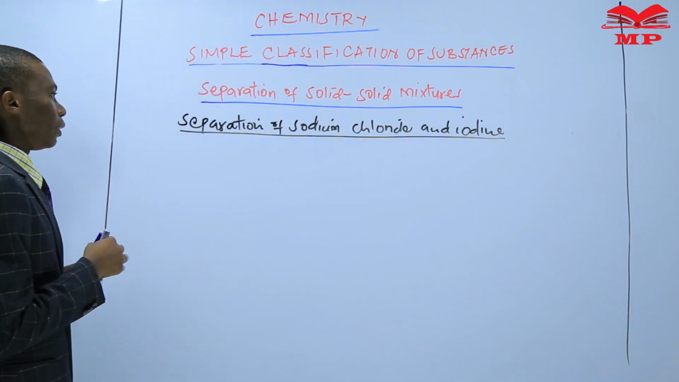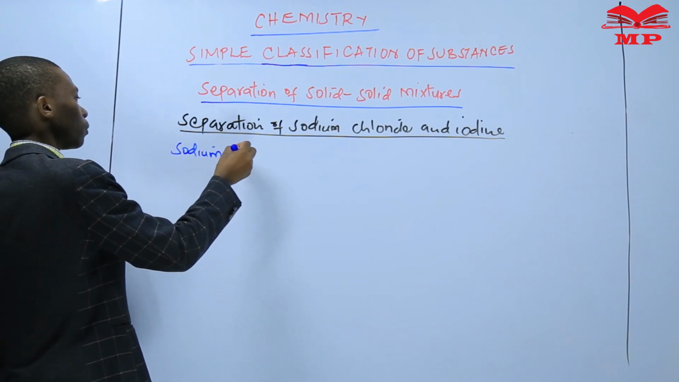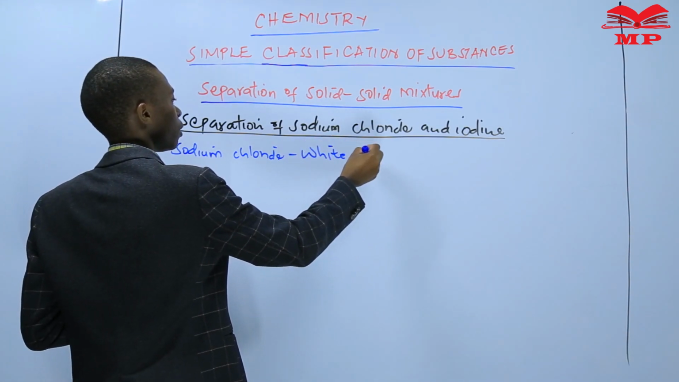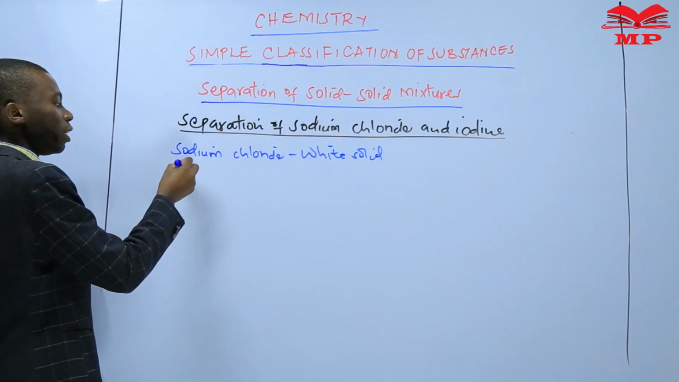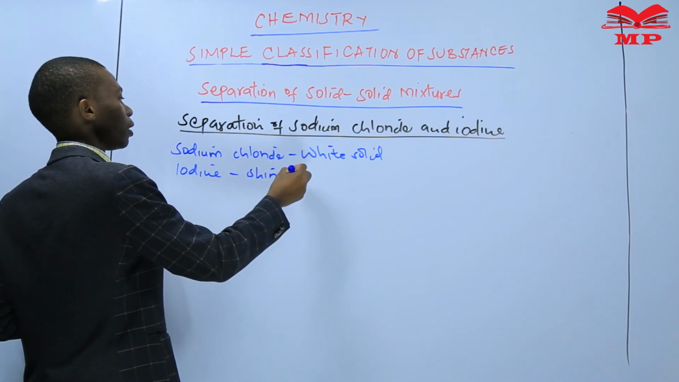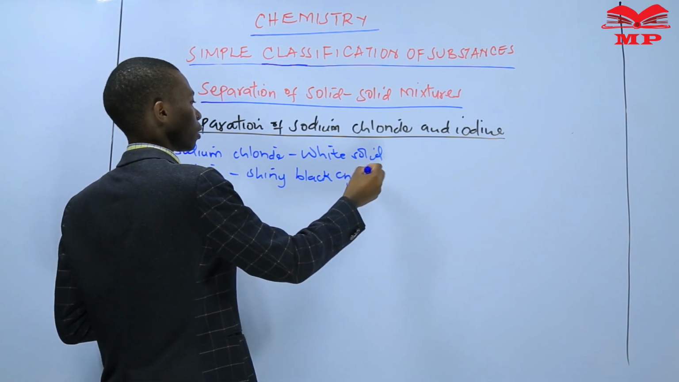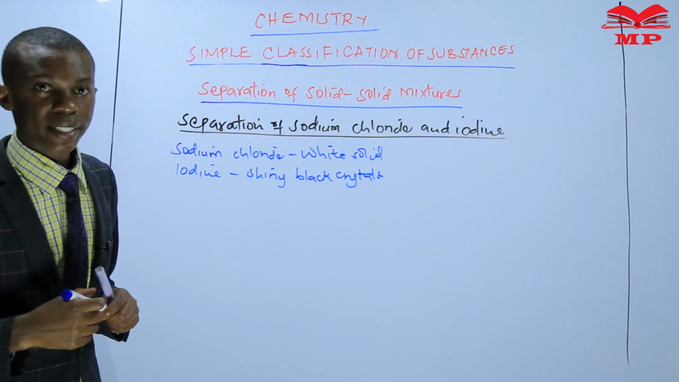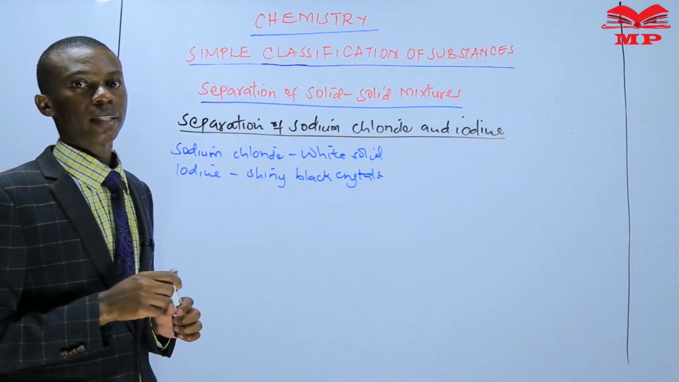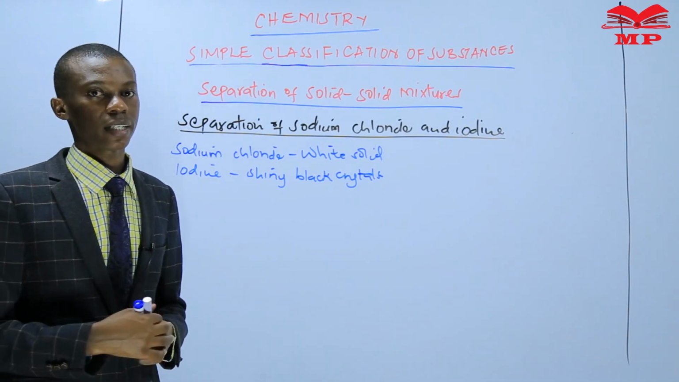Sodium chloride is a white solid, while iodine is shiny black crystals.